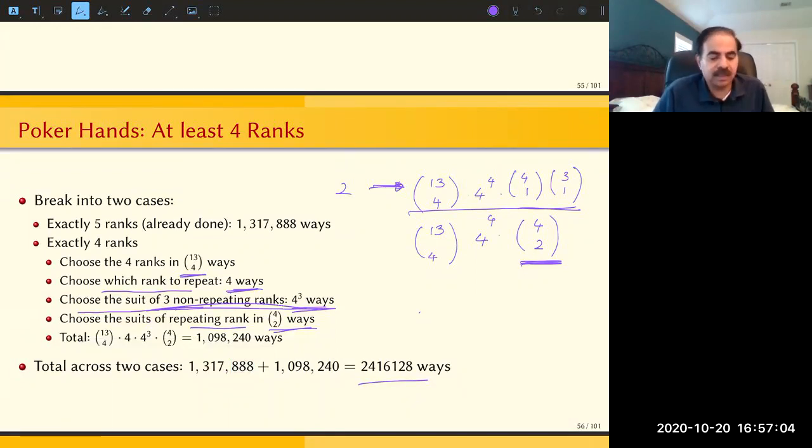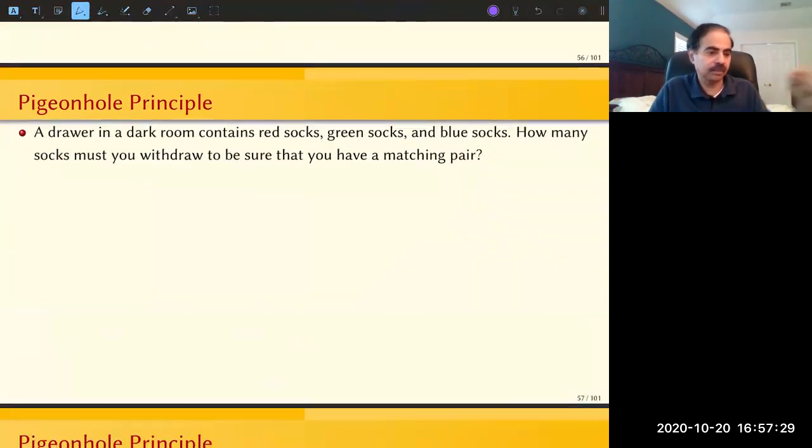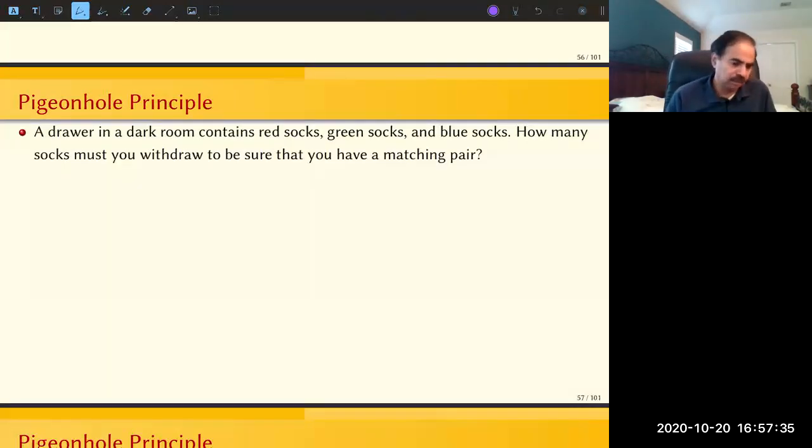One of the most common mistakes is not recognizing that you end up counting something twice, right? So that's the one that you need to watch out for. And as you do more problems and get more practice, you will get better at recognizing when things are repeating. Okay, so let's switch and talk about a couple of principles, and then come back to the problems again.